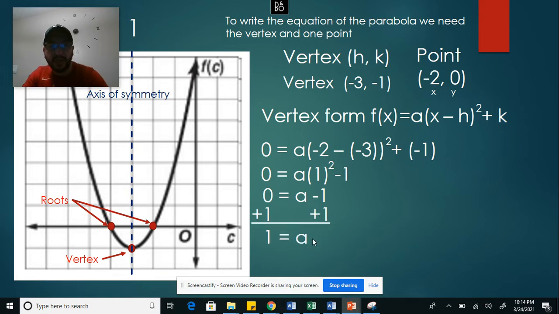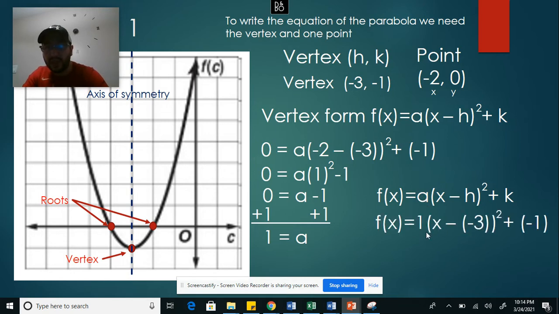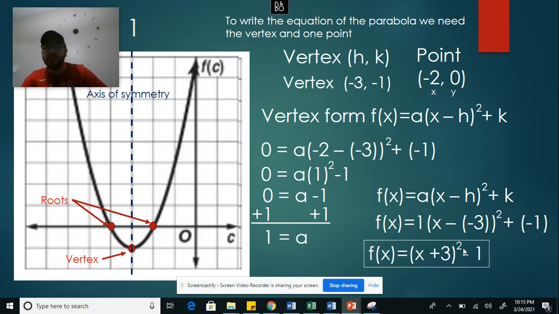Plus 1, a equals 1. After we got the value of a, we're going to plug it into the formula again. So it's going to be f of x. Instead of a, we're going to replace it with 1, and we're going to replace only h and k, not the x and y anymore. So we got this. We can simplify. This becomes positive, and this becomes negative. So that will be the equation in vertex form of the parabola, (x plus 3) squared minus 1.